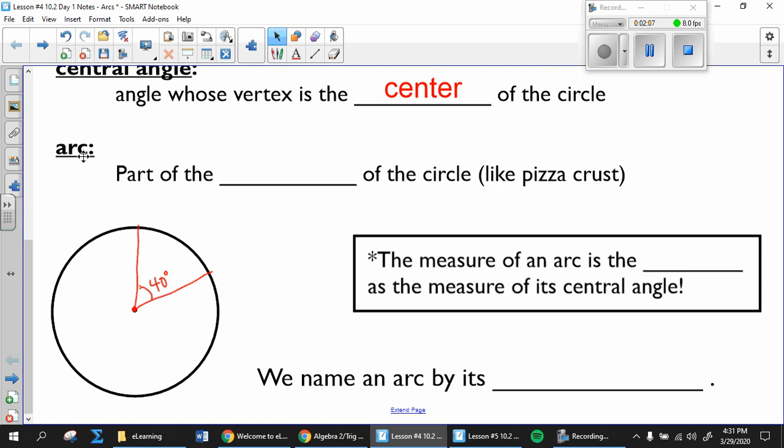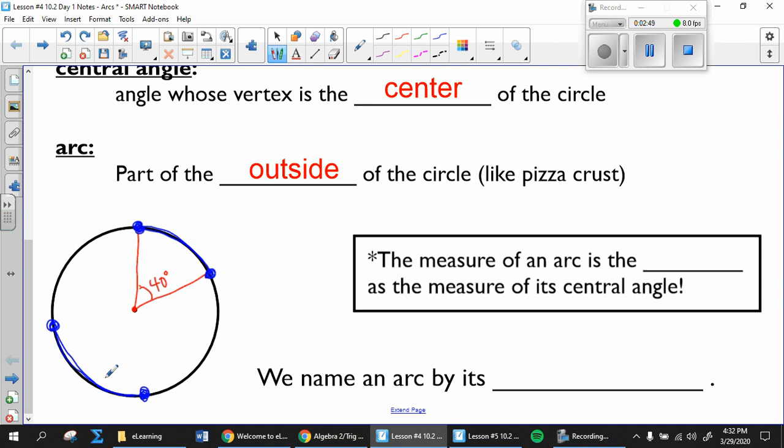Now, we also have something called an arc. When you think about an arc, it's just a piece of the circle, part of the outside of the circle. If you're thinking about a pizza, it's the crust of the pizza. So if I look here, this piece from here to here would be called an arc. It's a piece of the circle. I could have an arc from here going around the circle to here. This right here is an arc, a piece of the circle.